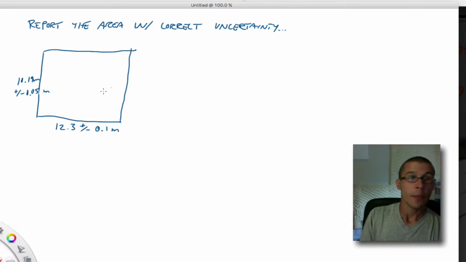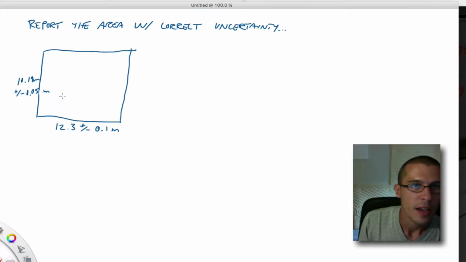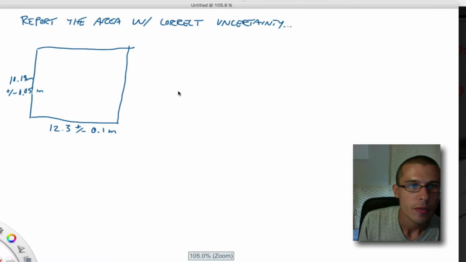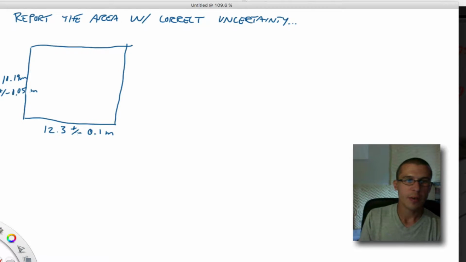So I've got this example right here of an area that you need to calculate. Report the area with correct uncertainty. It's kind of small, let me zoom in a little bit. All right, so it's 10.19 meters plus or minus 0.05 meters. And the length of this side is 12.3 plus or minus 0.1 meters. This side was obviously measured with a digital device of some sort, and this side was measured with some analog device of some sort. So how do we report this with our uncertainty?